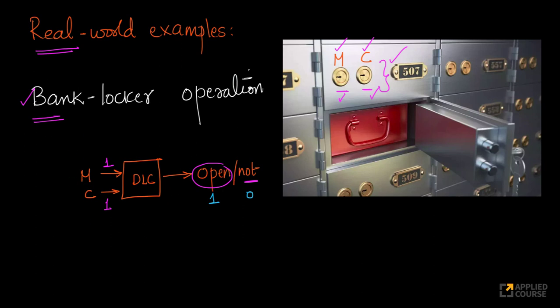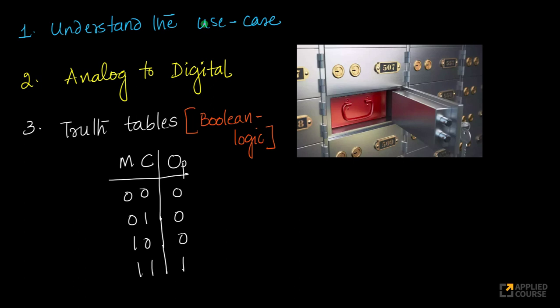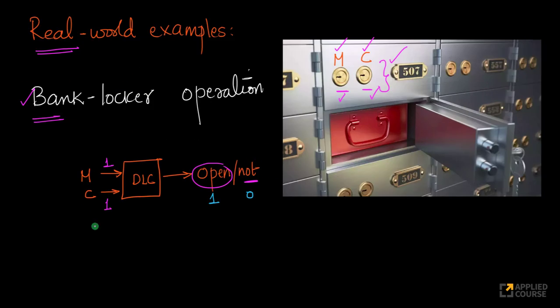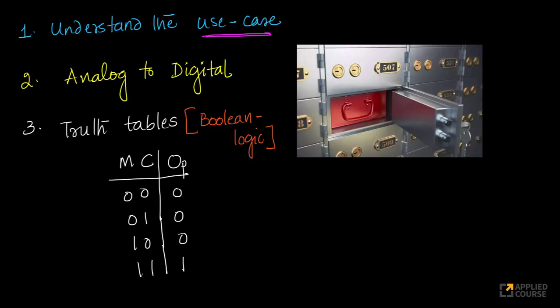Now, if you were to design a digital logic circuit for this, first you should understand the actual real world use case, just the way we have done till now. The business logic we should understand first: the real world operation, and what is the logic behind it. Then remember that the bank manager inserts a key here. This is the manager and this is the customer. They insert a physical key and probably rotate it, or if it's a card, they just put in the card.